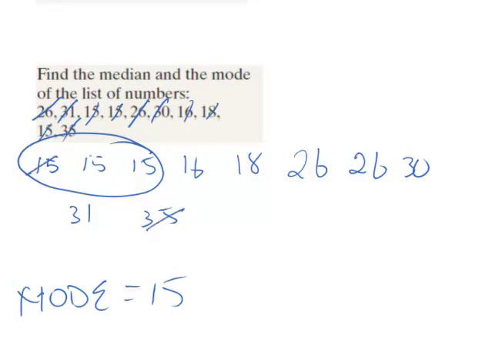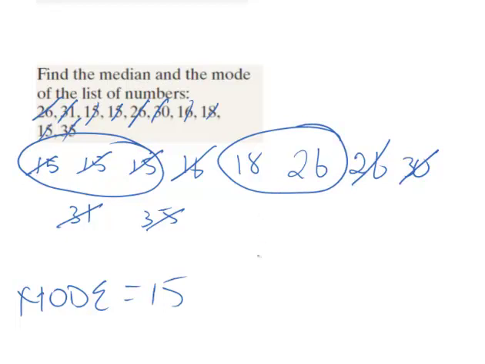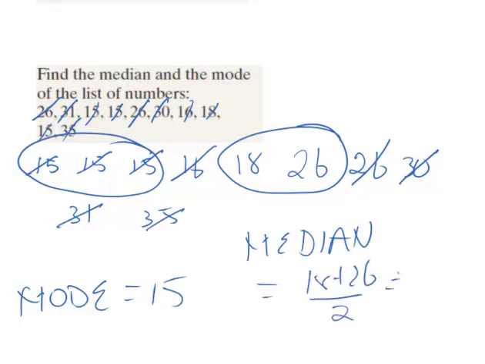Now remember, if I want to find my median, I need to get rid of the first number and the last one. Second one, second to the last. Third one, third to the last. The next one to the last. These are my two middle numbers, so I'm going to find the average of those two. I'm going to take 18 plus 26 and divide them by 2. So if I take my calculator, 18 plus 26 is 44. Divided by 2, my median is now 22.